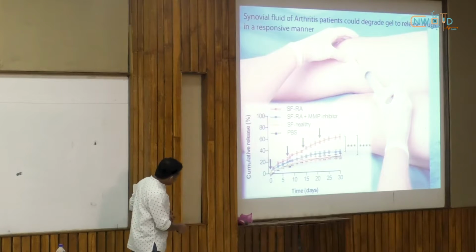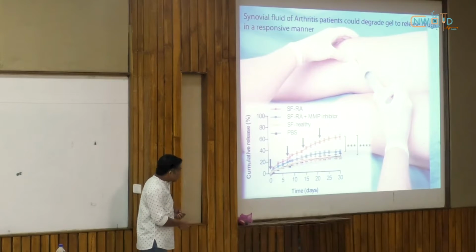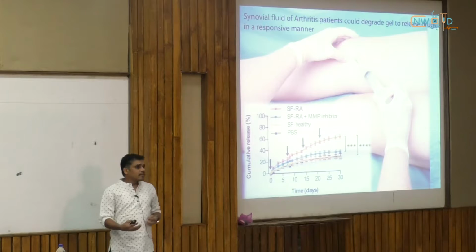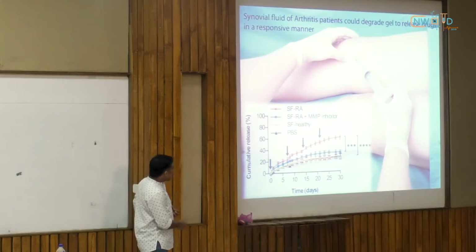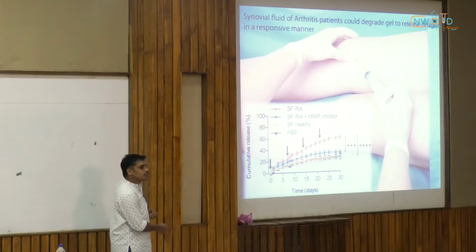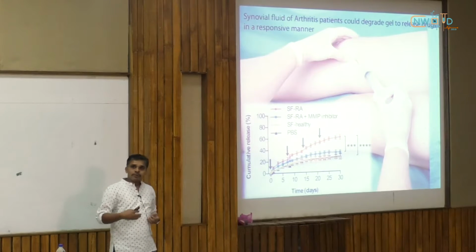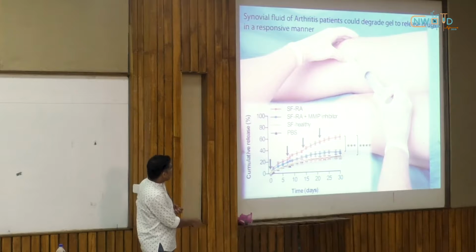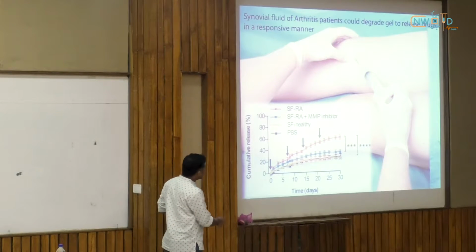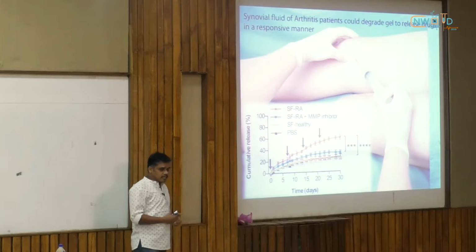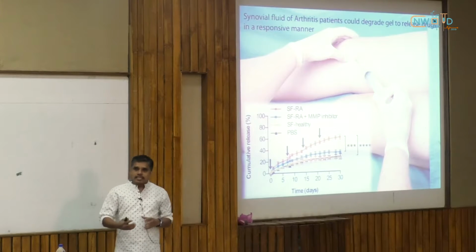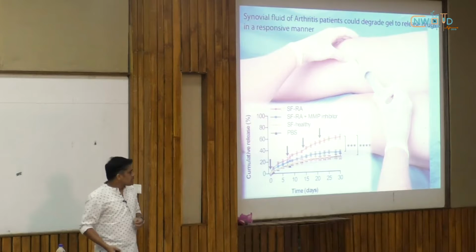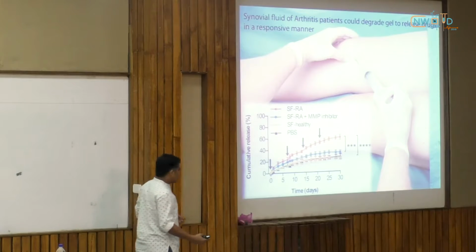As you can see, this yellow line, which is synovial fluid collected from healthy volunteers, doesn't have any induced release, so this is as good as buffer. But the synovial fluid collected from the arthritis patients has an enhanced release. Not only that, when you give fresh pulses of this synovial fluid, it releases in a responsive manner, which clearly suggests that inflammatory synovial fluid can induce the release of the drug.